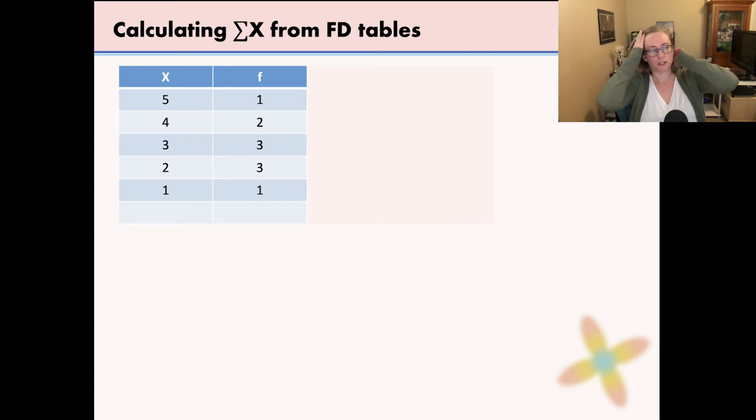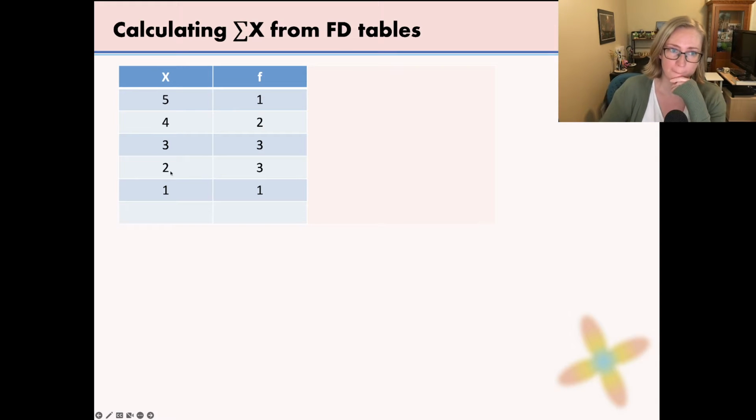Okay. At the end of chapter 1, we had talked about sigma x, and we did a few calculations and you did a few homeworks with that. So now we can implement that with our frequency distribution table, where we want to sum up all of the elements, all of the scores that we have.